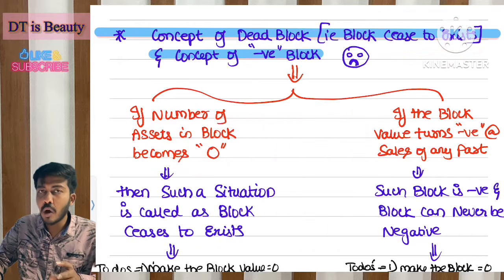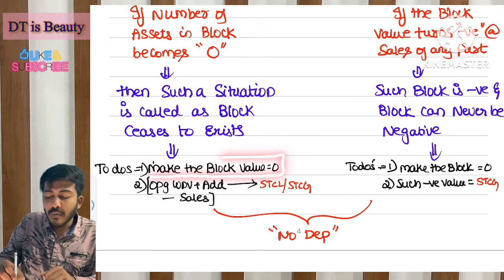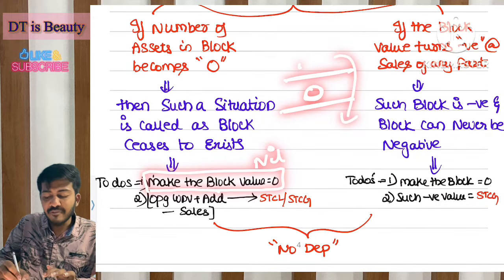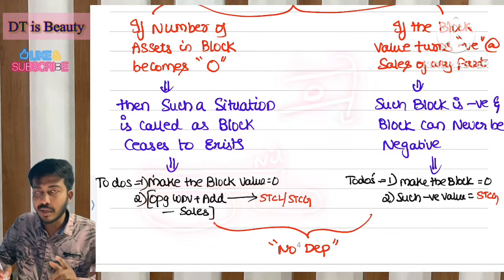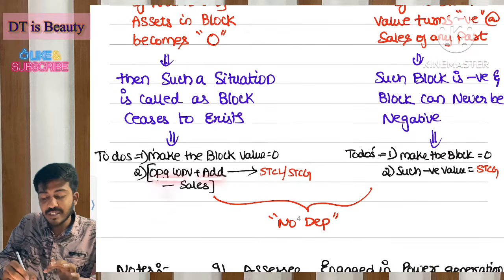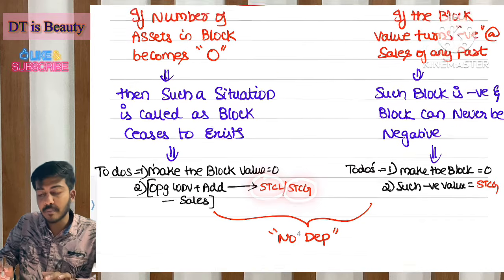What should you do if the block ceases to exist, sir? In such cases, make the block value nil. Whatever balance you have in that block should be marked as 0. And what will you do with the number present there, sir? You will have to treat that as short-term capital loss or short-term capital gain. How should you find it? Opening WDV plus additions minus sales. If it is positive, it is called short-term capital loss. If it is negative, it is called short-term capital gain.